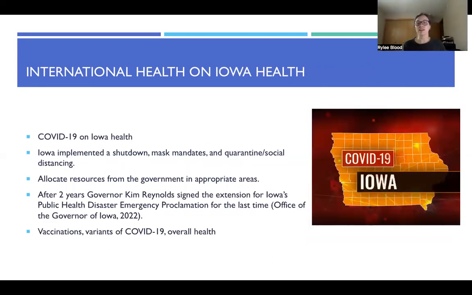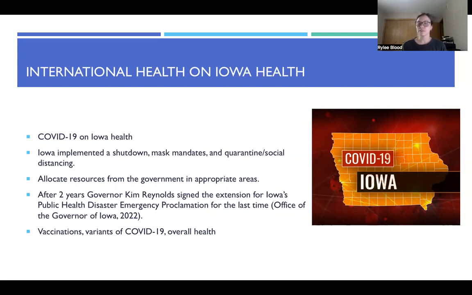Now, if we think on international health within the state, within Iowa here, we can focus on COVID-19 and how Iowa responded to it. Based on the US laws that were implemented for shutting down the states and quarantine, Iowa implemented their shutdown right around that time of March at the same point.